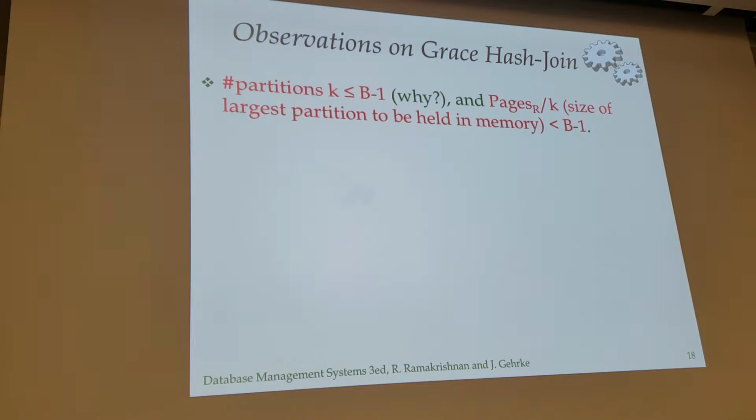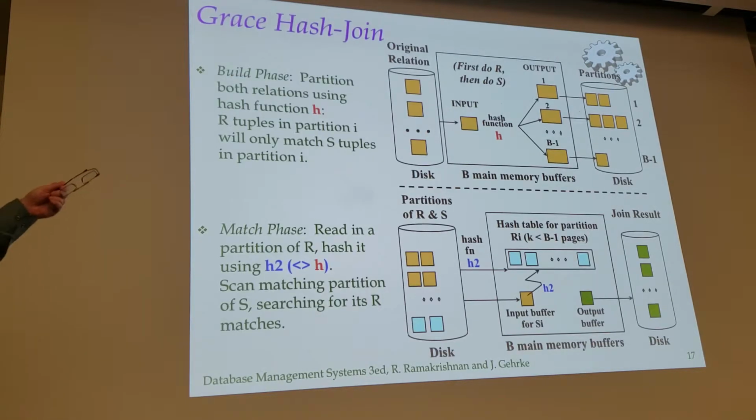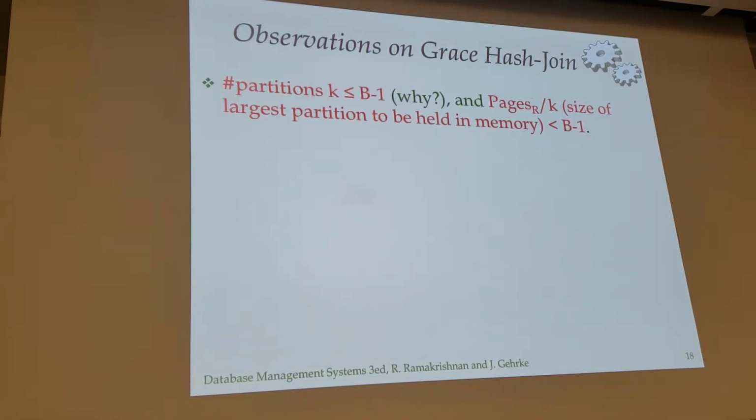The number of partitions is going to be less than or equal to B-1. Why? Well, basically, that's how I picked my hash function, so it only had B-1 values. So that's pretty clear. And you'll see why I picked the number B going forward. And basically, if I'm doing things right, the number of pages of R divided by the size of the largest partition that I have is also going to be less than or equal to B-1.